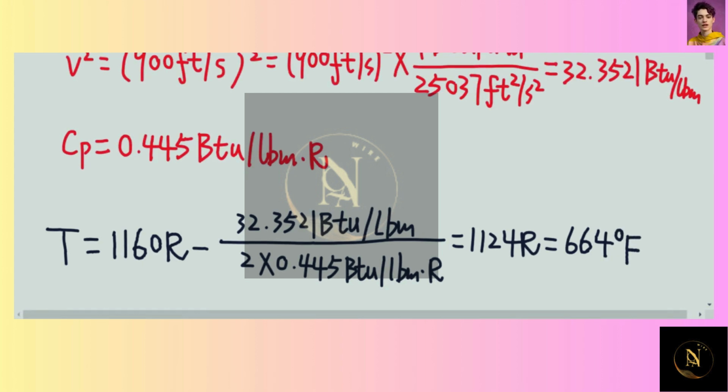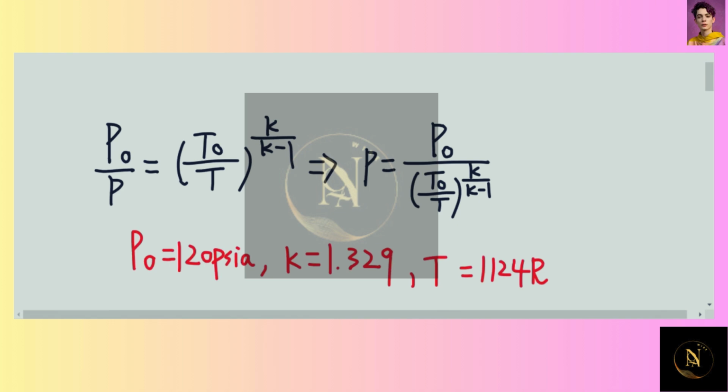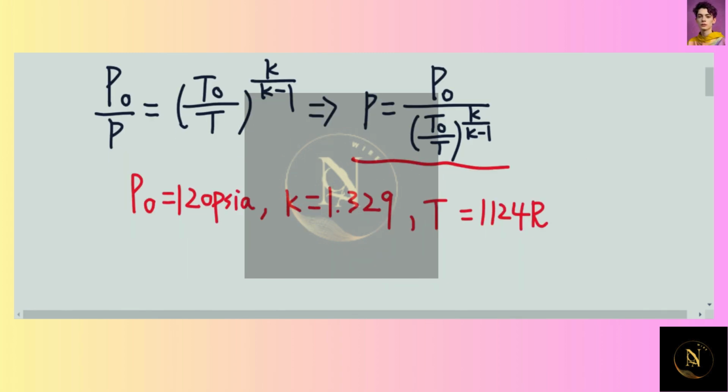So now let's try to determine the static pressure, which can be expressed as P0 divided by T0 over T to the power of K over K minus 1. So we know this stagnation pressure is given as 120 psia, and the specific heat ratio is 1.329. If you take a look at the table A2E, you'll find out. And then the temperature, which is the static temperature here, we know is 1124 Rankine.